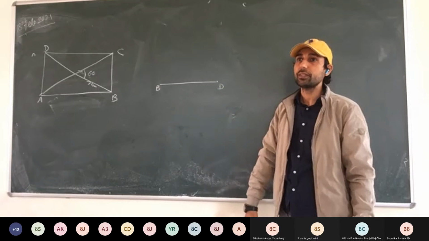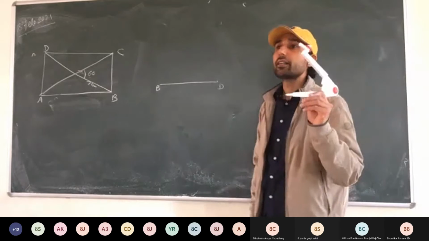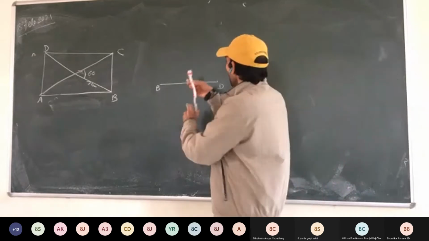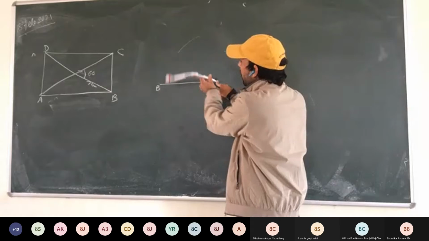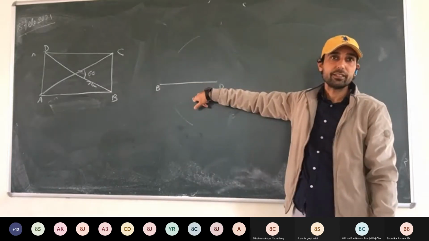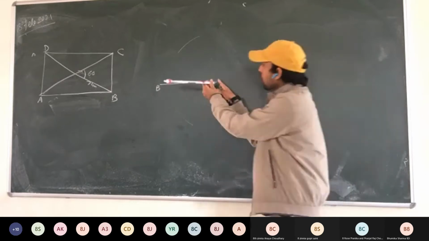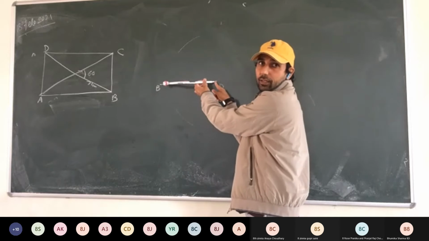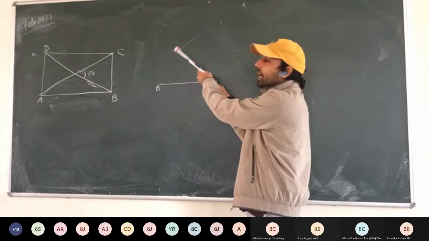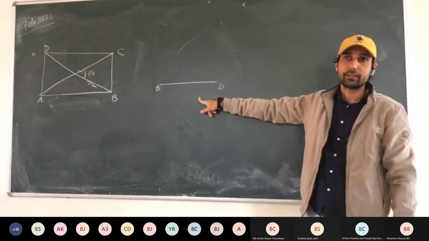So how to find the midpoint? We'll be using the compass. From point D, we'll be drawing an arc on either side of the line. Any length you can take, it must be more than half of BD. Draw an arc on either side of this line.